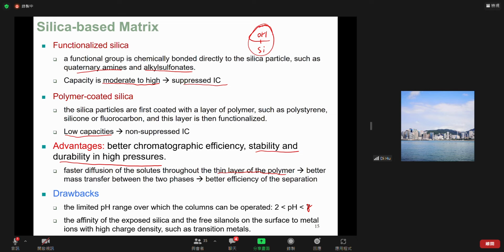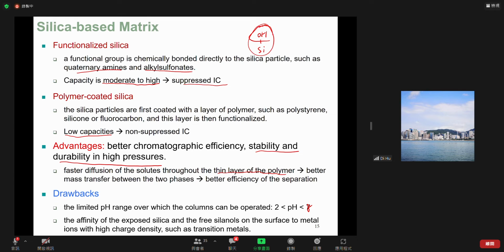And then what happens is some highly charged metals, such as transition metals, can be attracted to these free cyanonyl groups, okay? And then they are irreversibly adsorbed on the surface, which causes interference with the analysis. And that is another drawback.